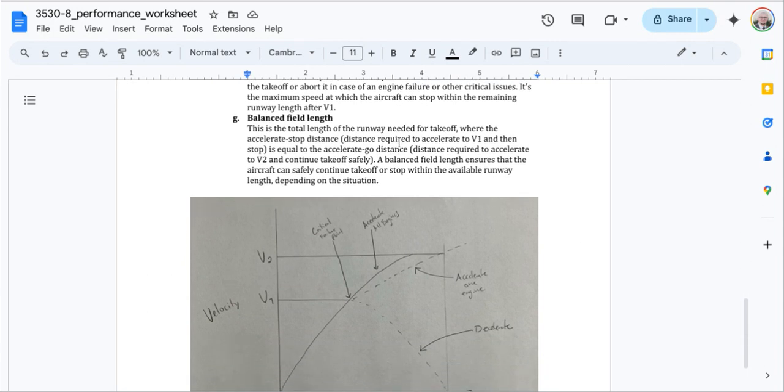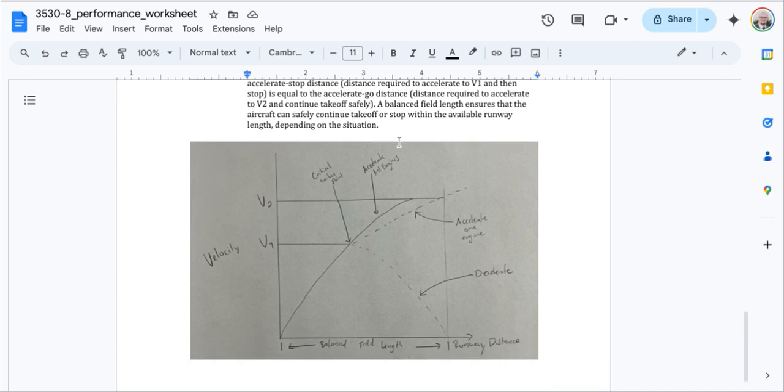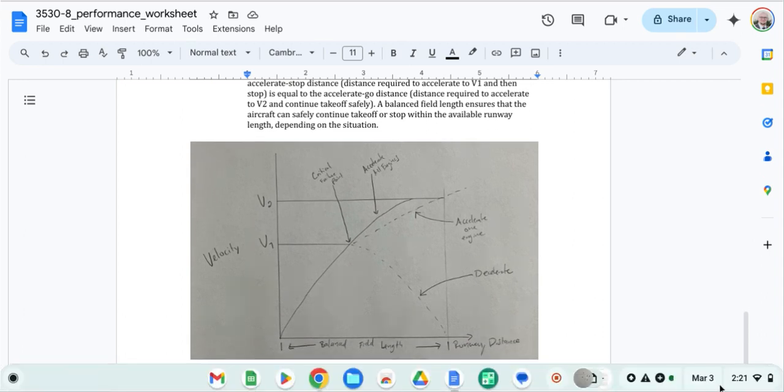Balanced field length is the total length of the runway needed for takeoff where the accelerate-stop distance is equal to the accelerate-go distance. Balanced field length ensures that the aircraft can safely continue to take off or stop within the available runway length, depending on the situation.